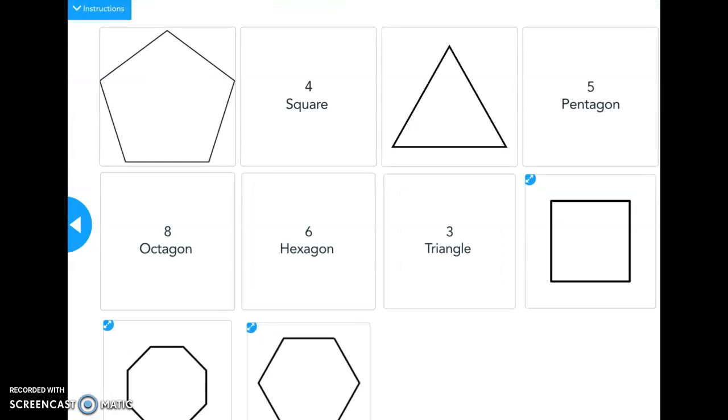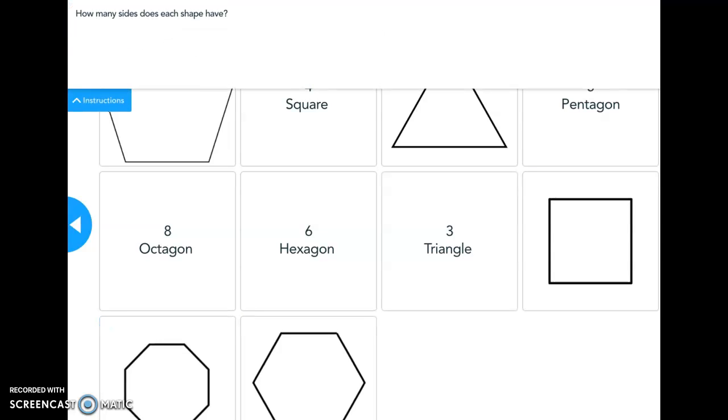Then lastly, I created a matching game to make sure that the teacher knows they understand sides and they can classify a specific shape using their attributes.